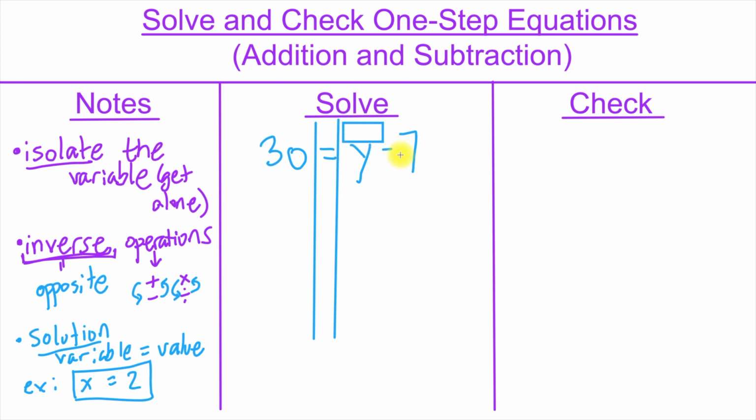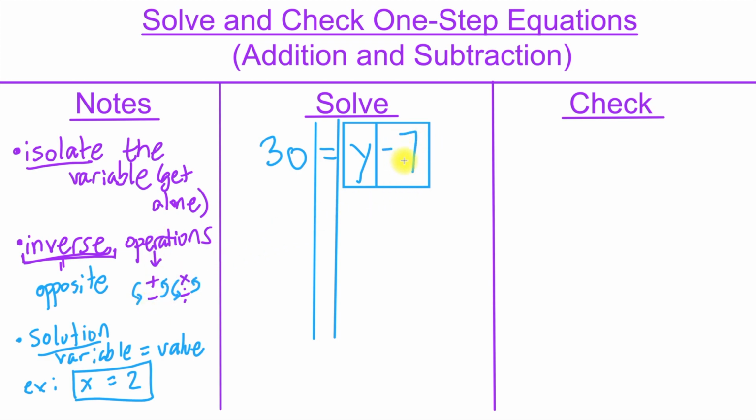I've got y minus 7, and then I like to just be very, very clear with what's happening in the terms. So I like to drop a line after the y. This isolates the variable y by itself. And what's happening to y? Well, we're subtracting 7 from it. Since we're subtracting 7 from y, we have to think about the inverse operation of subtraction, which is addition.